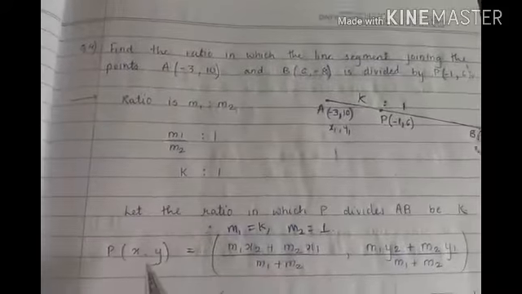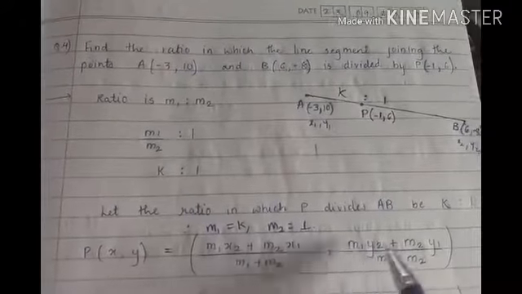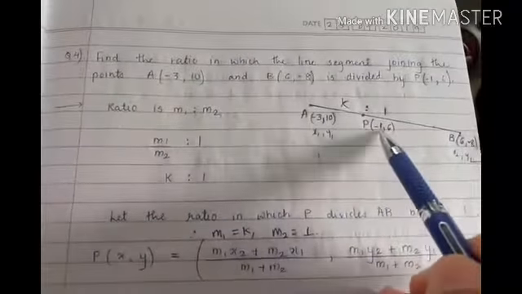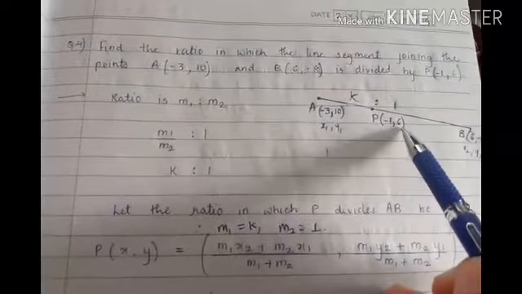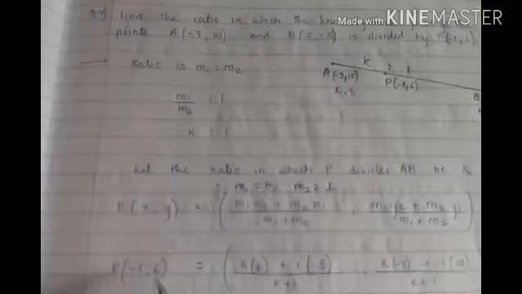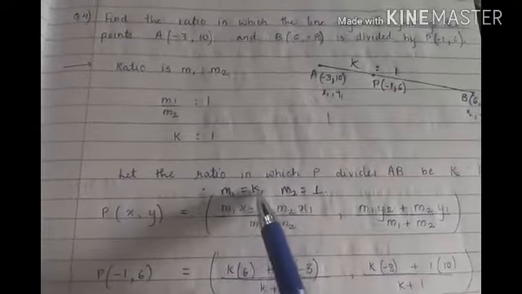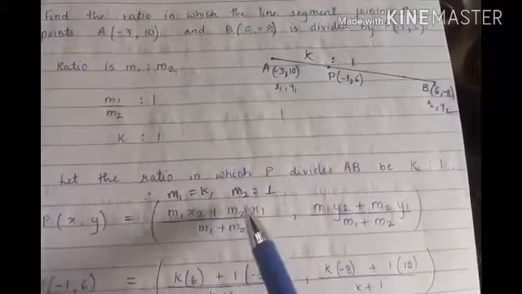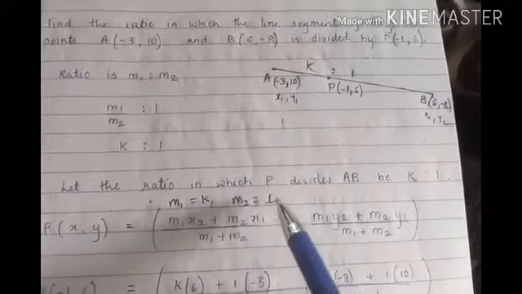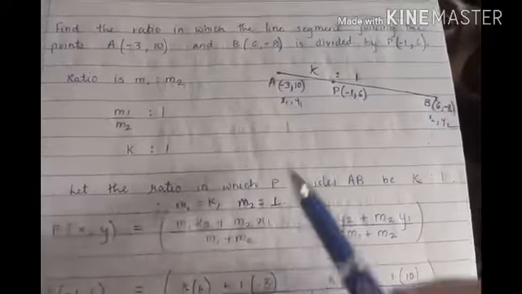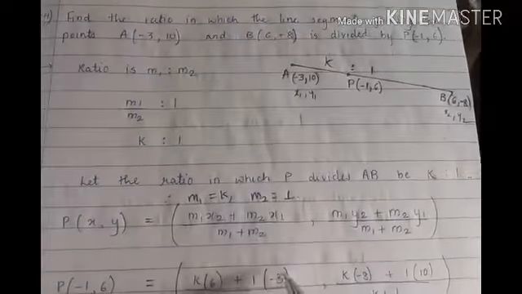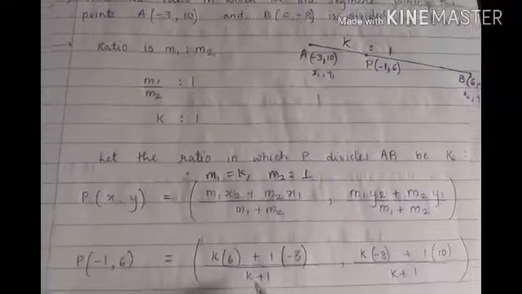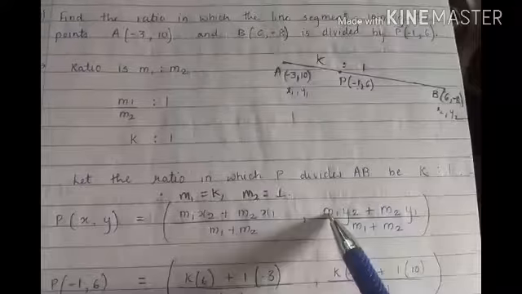Now write the section formula: P(X, Y) is equal to, okay, so this is the formula. Now next is very easy, you just need to substitute. What is this P(X, Y)? This point is given to us, so this is (-1, 6). So P(-1, 6) is equal to, the value of M1 is K, so K times X2. X2 is 6, so K(6) plus M2, which is 1, times X1. X1 is -3, so 1(-3) upon M1 plus M2, M1 is K, M2 is 1, so K plus 1.